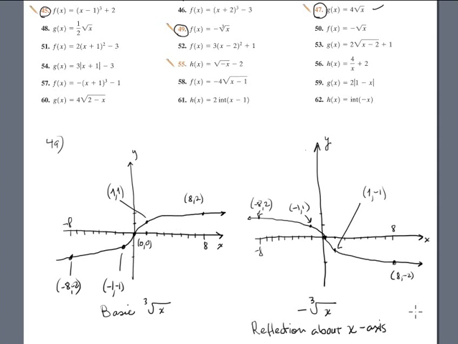Okay, 49. 49 is minus cubic root of x. Okay, this is a basic cubic root graph. The typical points are (0, 0), (1, 1), (-1, -1), and (8, 2), because remember cubic root of 8 is 2, and likewise cubic root of negative 8 is equal to negative 2. So we have 2 extra points more, (8, 2) and (-8, -2). It's a typical odd function.